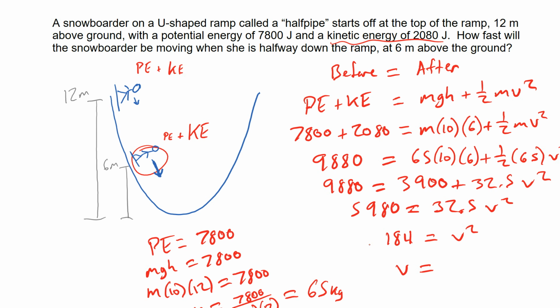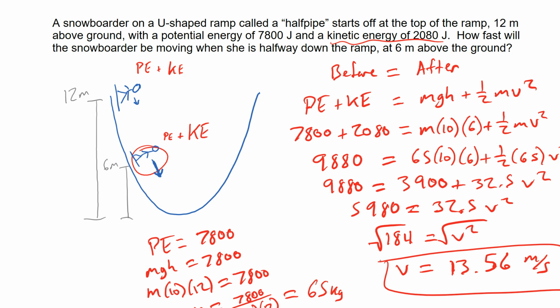And don't stop yet, because we have to take the square root. When you do, you find that she had a velocity of 13.56 meters per second, and that was her speed, or velocity, halfway down the ramp.